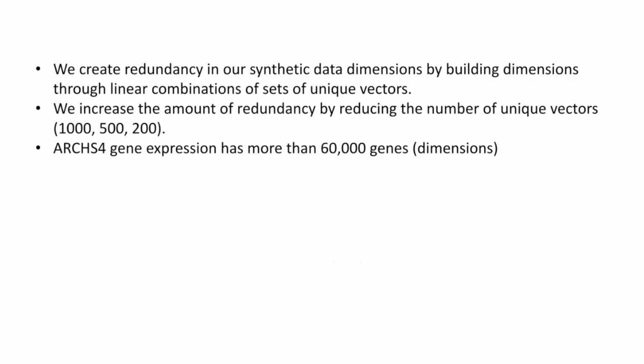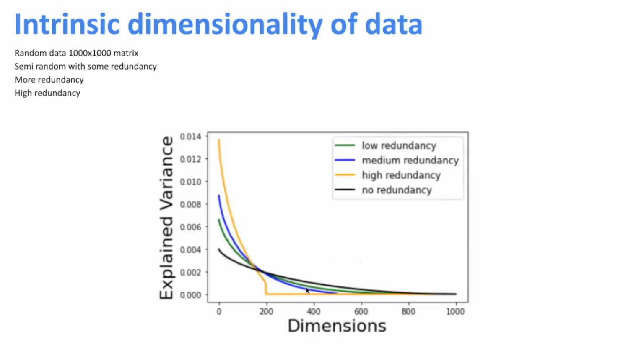So if we look at this plot, where do you think actual gene expression would fall? It's slightly different, since gene expression in this case has 60,000 genes, and here we only have 1,000 dimensions to start off with. But does anybody have an idea where this plot would fall for actual gene expression? Anybody? I'll pick on somebody.